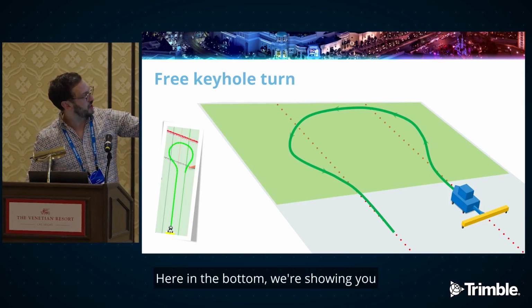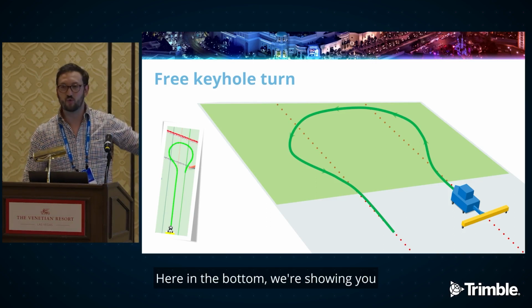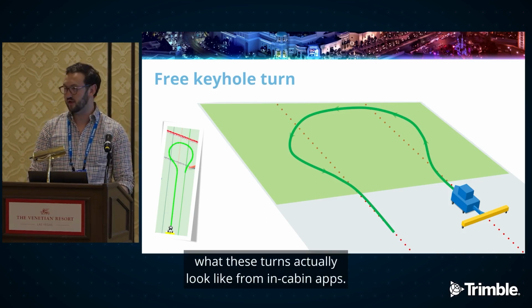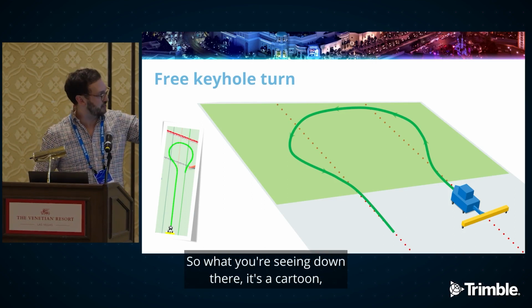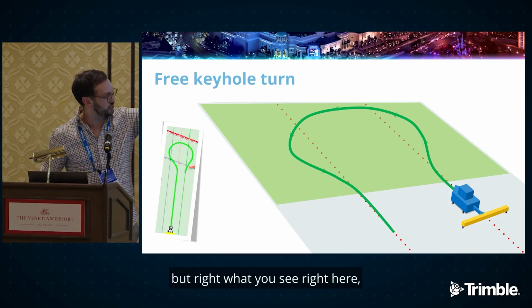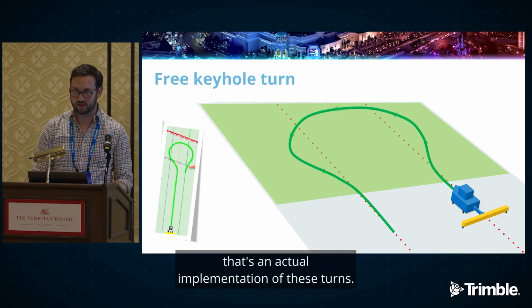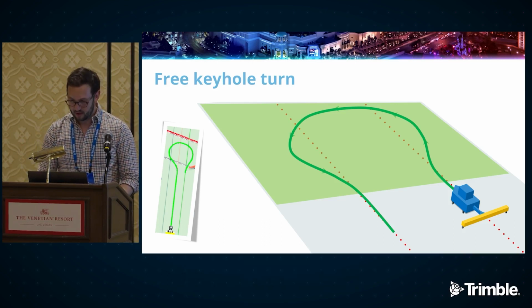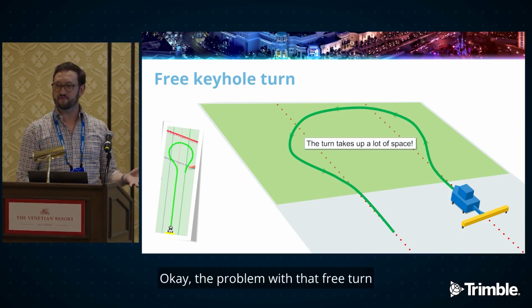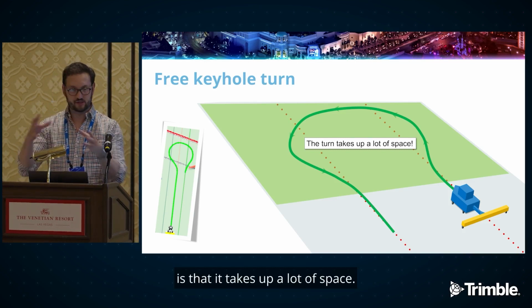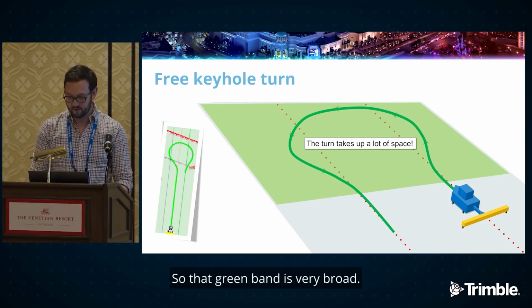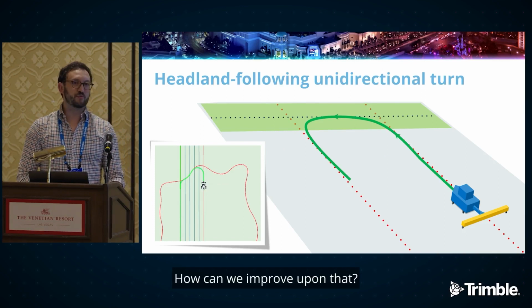Here in the bottom, we're showing you what these turns actually look like from in-cabin apps. So what you're seeing down there, it's a cartoon, but what you see right here, that's an actual implementation of these turns. Okay, the problem with that free turn is that it takes up a lot of space. That green band is very broad. How can we improve upon that?